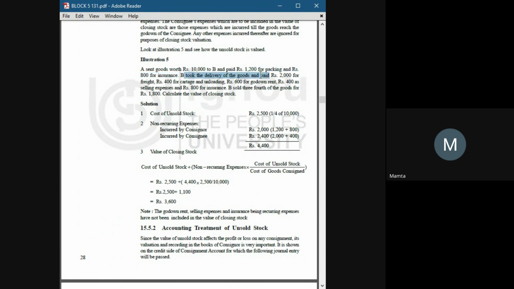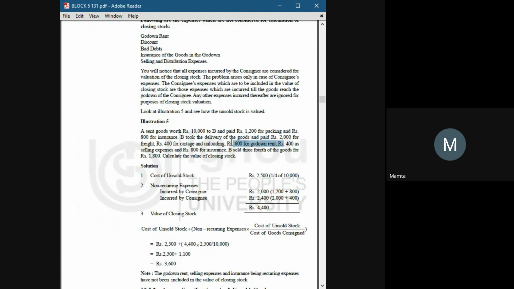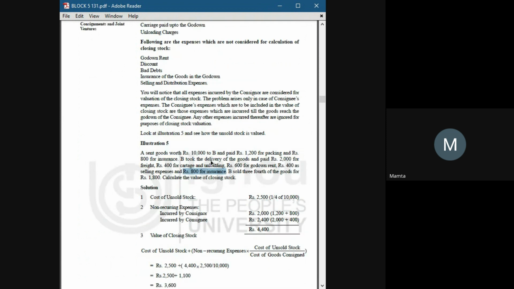Now B took the delivery of goods and paid 2,000 for freight. This will be added. The cartage and unloading charges will be added. This 600 rupees will not be added in the valuation of unsold goods, because we do not add godown rent. We do not add any selling expenses. We do not add any insurance which was done in the godown or done by the consignee. We do not add these things as mentioned here.